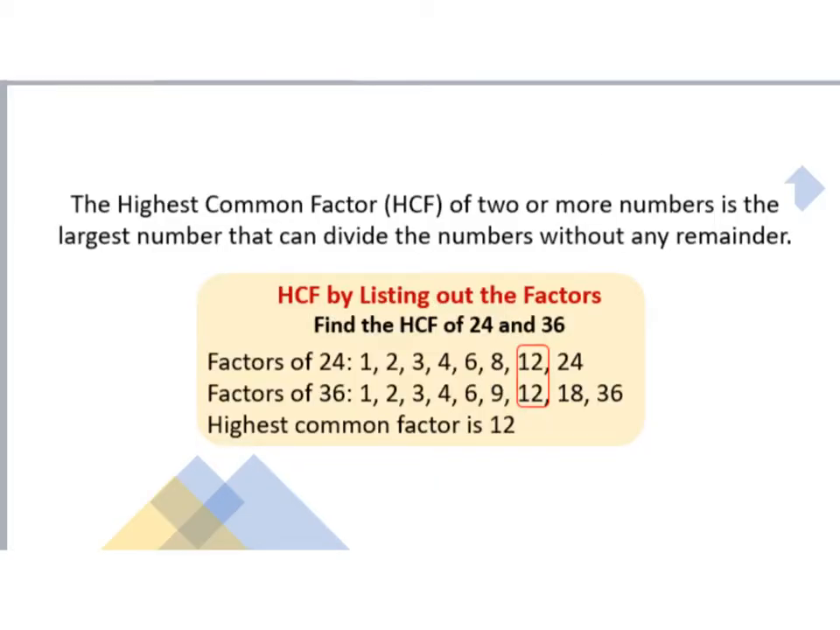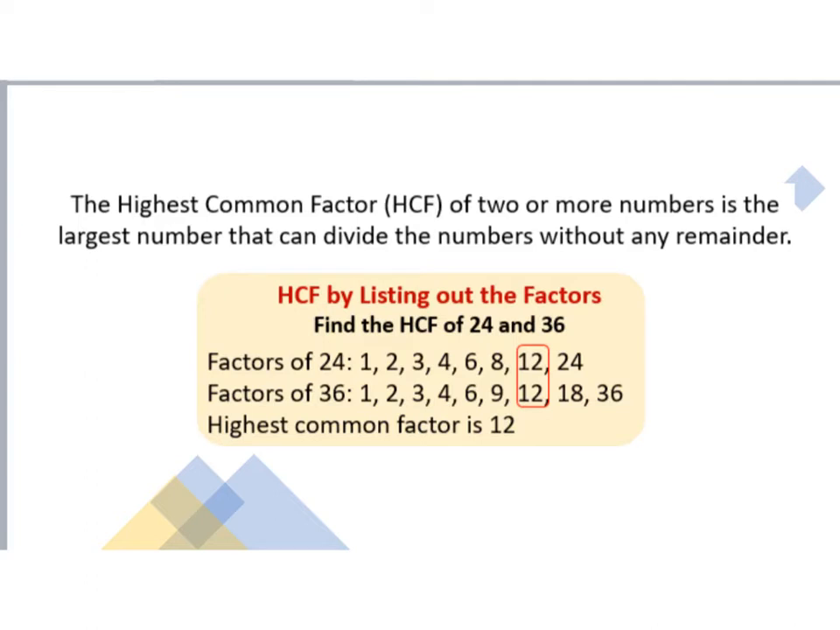Let's jump into it. The highest common factor of two or more numbers is the largest number that can divide the numbers without any remainder. There are two methods for finding the highest common factor, by listing or by finding the prime factors and then using a Venn diagram type method. I'm going to show you both. Most people have a preference, but try to be comfortable with both.